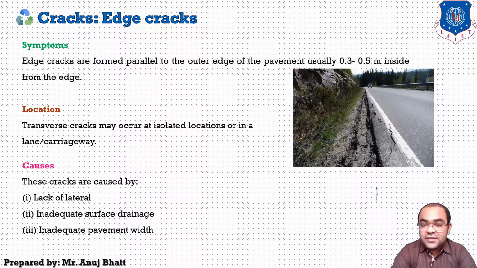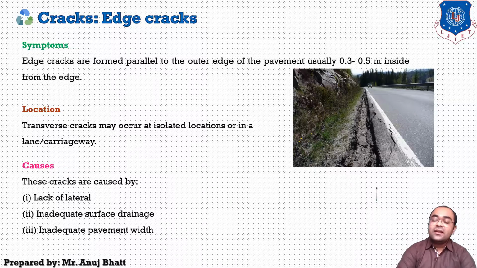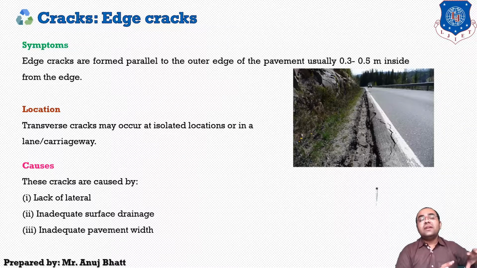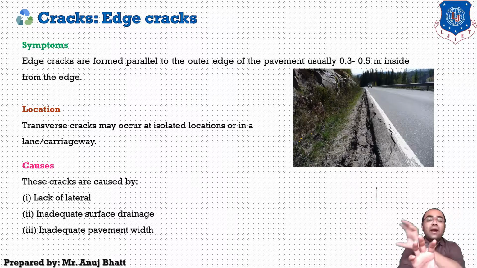Medium severity cracks are with some breakup and loss of material up to 10% of the affected length. While the high severity is with a considerable breakup and with loss of material more than 10% of the affected length. So this is how we define three categories of severity, that is low, medium and high.